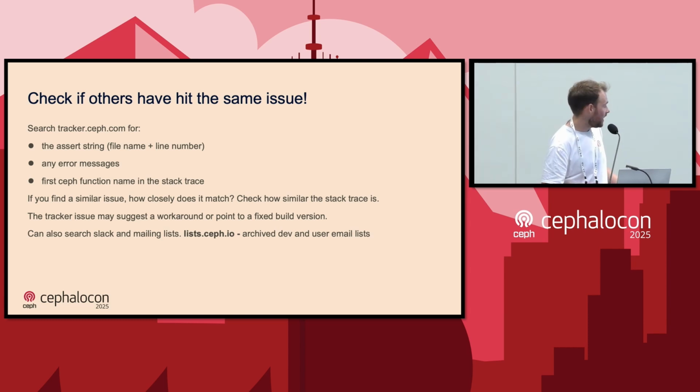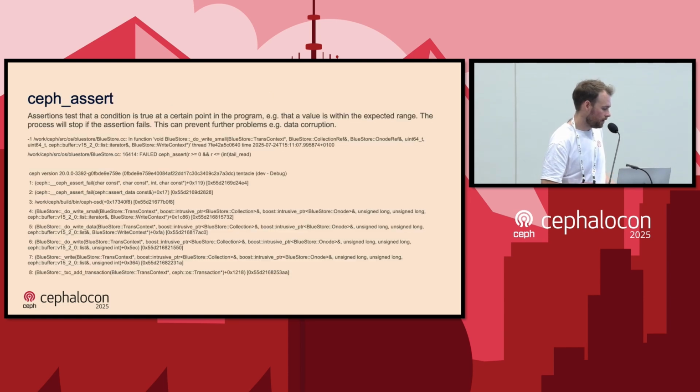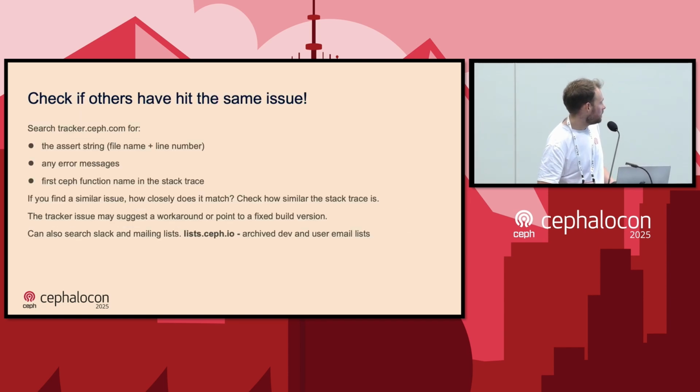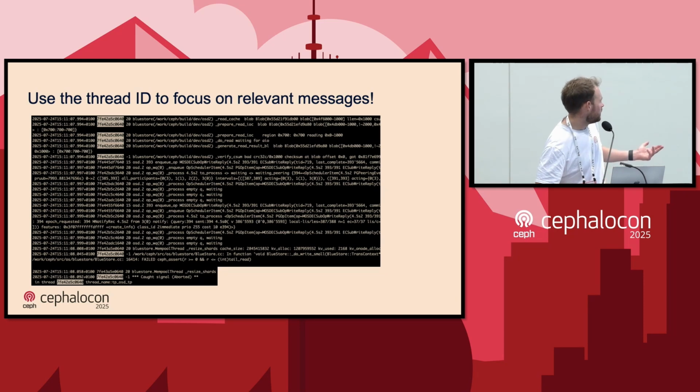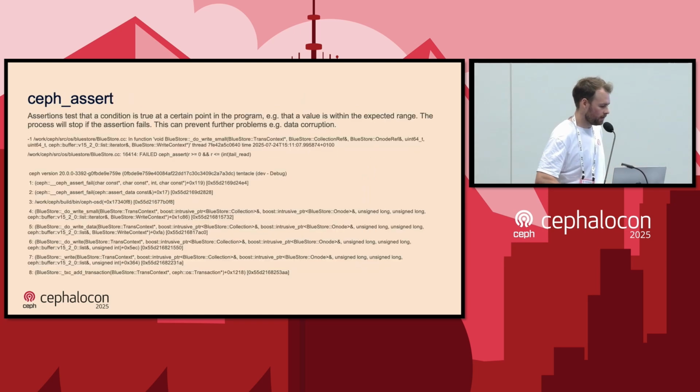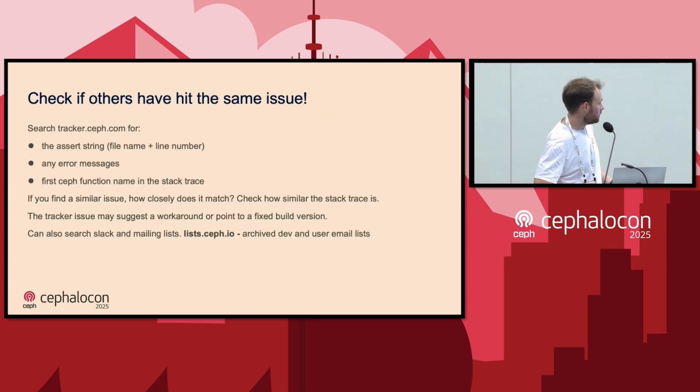So for example, that file name, bluestore.cc, and the line number, put those into tracker.ceph.com and see if anyone else has hit the same issue. If there were any error messages in the log, so here we had some verify checksum bad messages, those might be useful to try and search for on Tracker as well to bring up any issues that other people have hit.